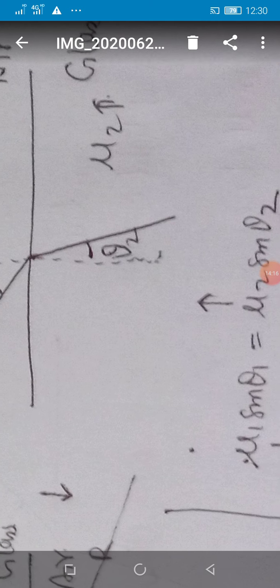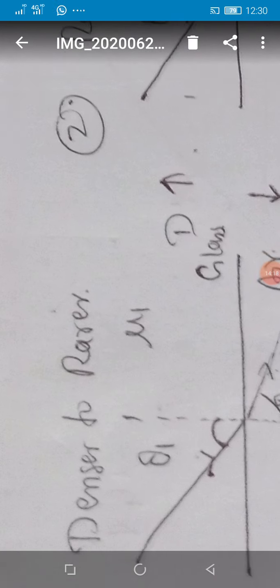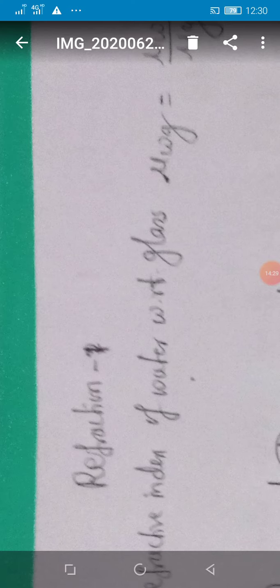Remember, student, angle is measured with respect to the normal to the surface. And normal, already you know it. You draw a line perpendicular to the surface at the interface. Okay, student? So in this case, theta 2 will be less than theta 1. So in words I can say, when the light travels from denser to rarer, it bends away from the normal. When light travels from rarer to denser, it bends towards the normal, student.